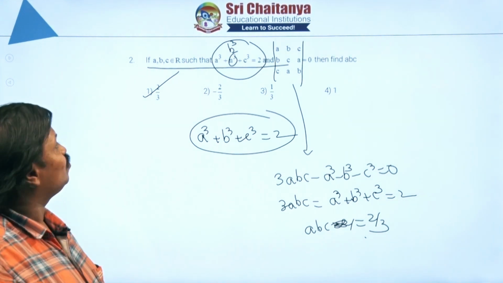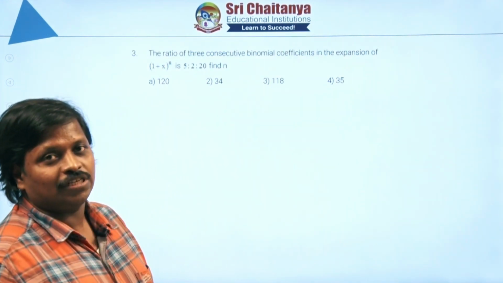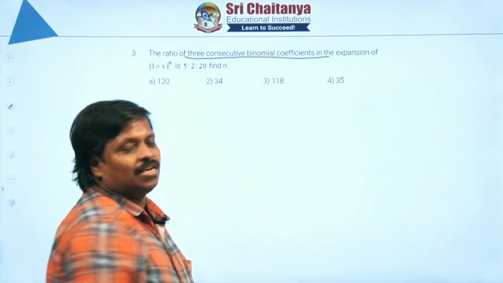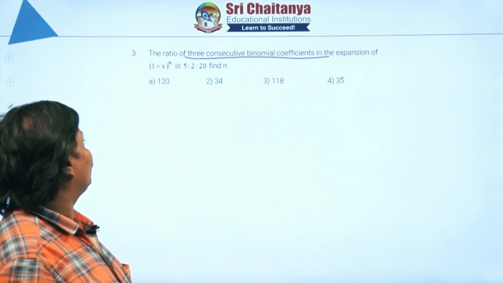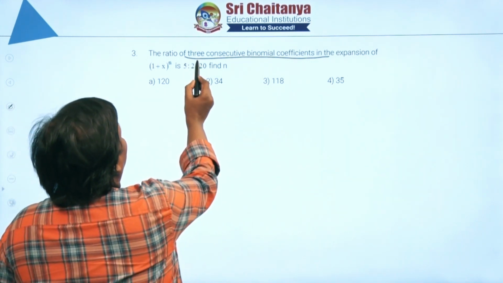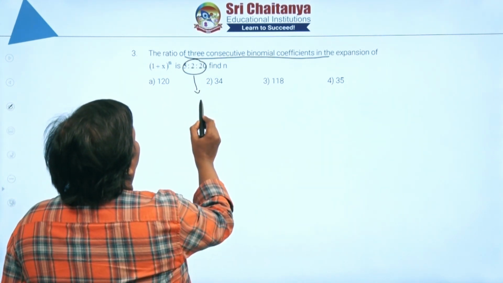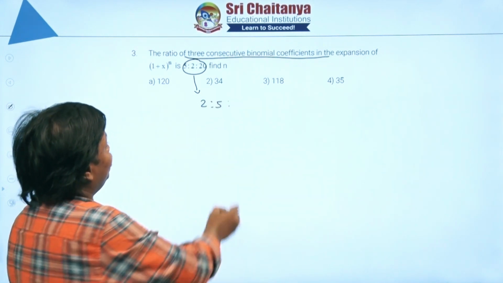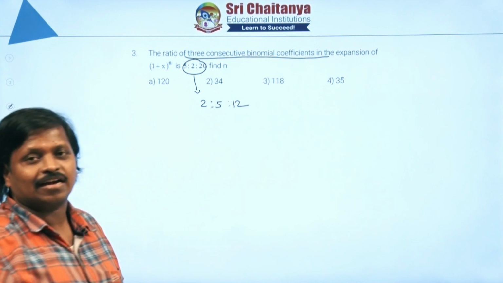Let us see the third question. Okay, this is the third question which came from the binomial theorem. A very basic level question, plus 2 level question. Here also there is a correction in the given data. If it is 2 is to 5 is to 12, then we will get the correct answer.